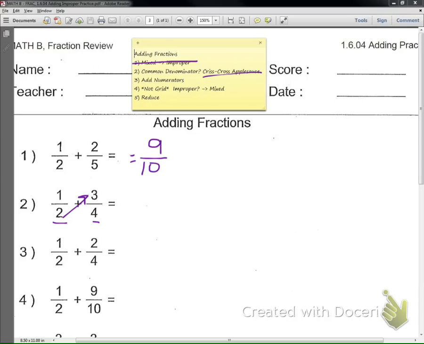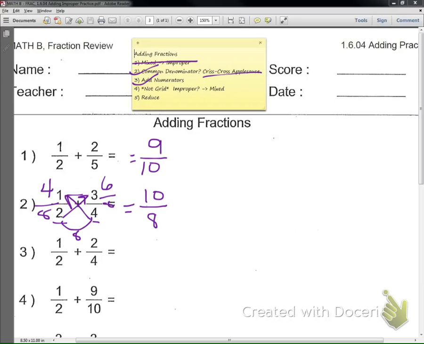Criss, 2 times 3 is 6. Cross, 1 times 4 is 4. Applesauce. It doesn't matter if you write it right underneath the bottom of each one, or if you want to write it down here at the bottom, just showing that both the denominators equal 8. So now we need to add our numerators. 4 plus 6 equals 10 over our denominator of 8. We're done there.